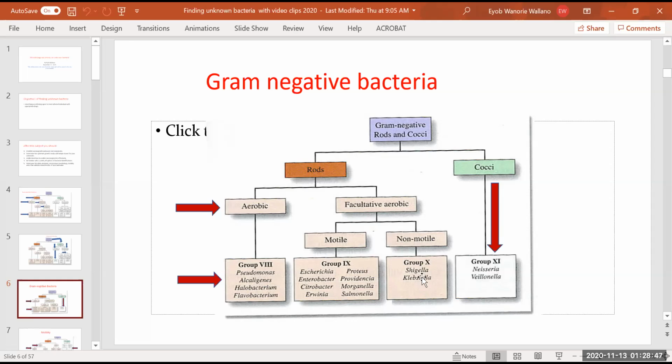Did we study Shigella? No. Klebsiella? We studied, yes. How do we know? It is non-motile bacteria. Klebsiella is non-motile. It is one of the bacteria which has a very hard covering.